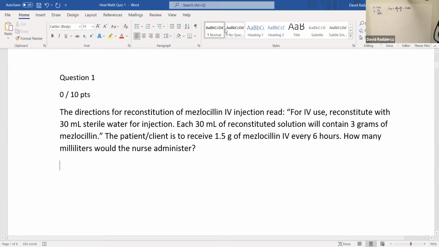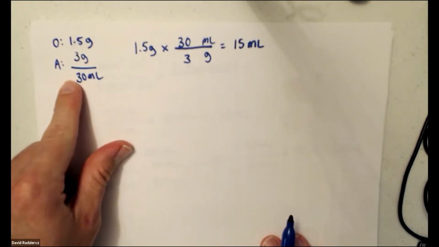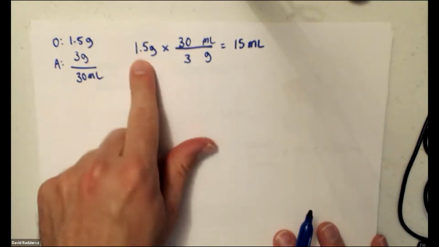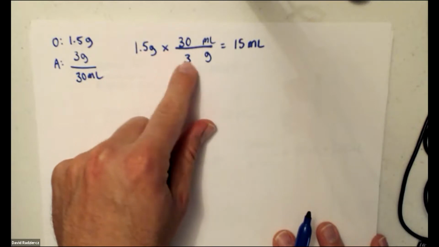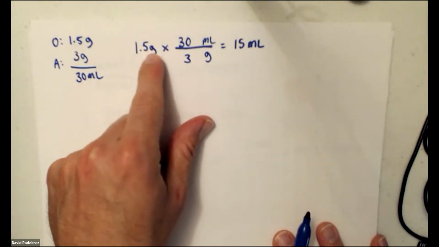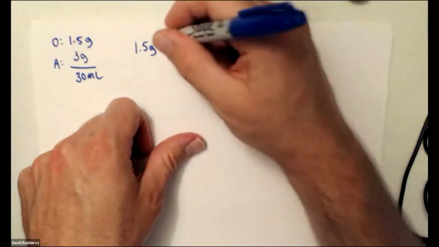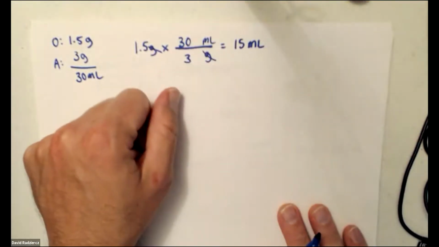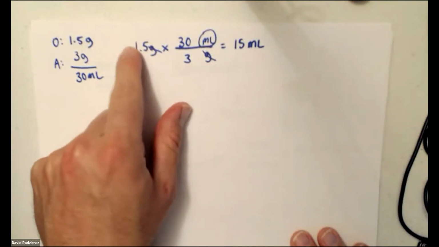I actually already worked this out, so I'm going to pull up my screen here. As you can see, the order was 1.5 grams. The available was 3 grams per 30 milliliters. I took 1.5 grams and multiplied by 30 over 3. Using dimensional analysis, I knew that my grams needed to go down here so they could cancel out, and then my milliliters would go up here, since milliliters is what I was looking for. 1.5 times 30 is 45, divided by 3 gives me 15 mLs for that solution.